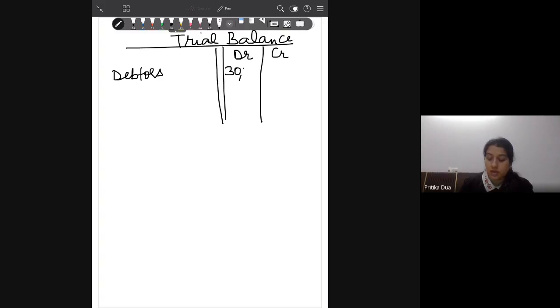सेम वैल्यूज ले लेते हैं. डेटर्स 30,000 और उसके बाद एडिशनल इंफॉर्मेशन ले लेते हैं.